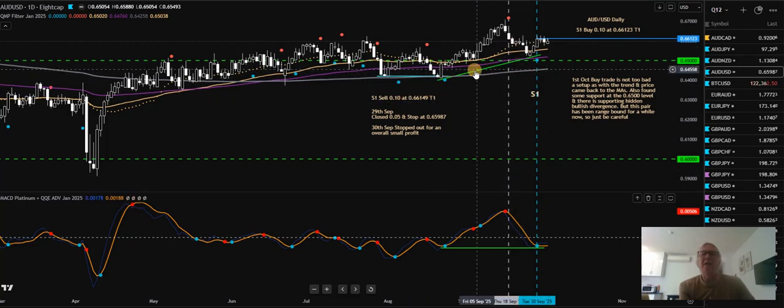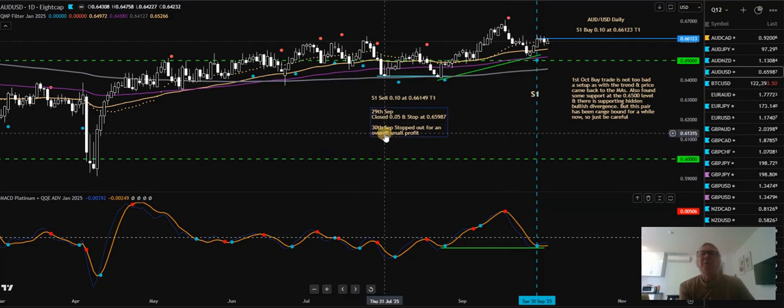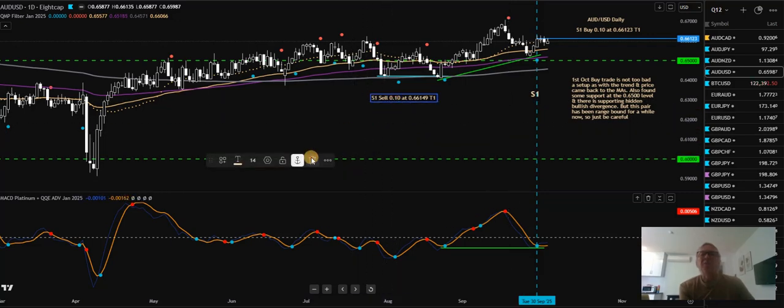This sell trade here, so I took a sell on the 19th of September, already closed half, and it was stopped out on the 30th of September. So that was Monday, it was stopped out for a small profit. I just left it on there to show you guys what happened. So it's all out, that's finished with. So all I've got is this buy on.